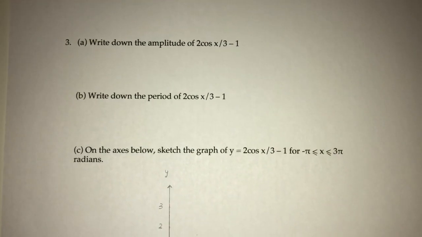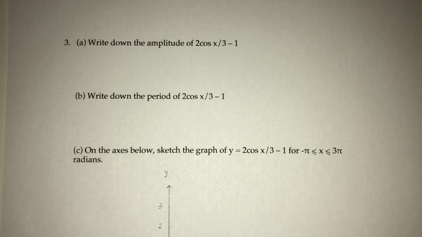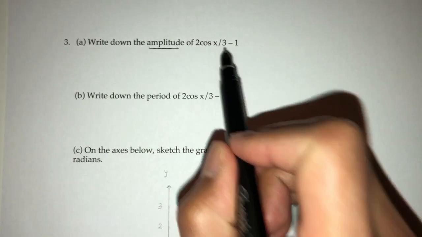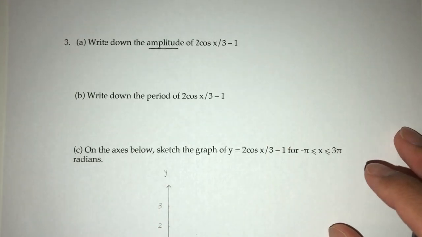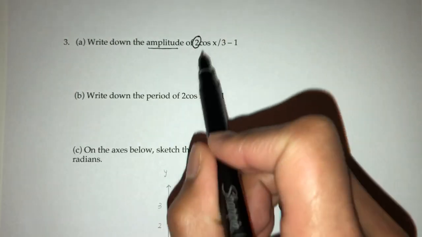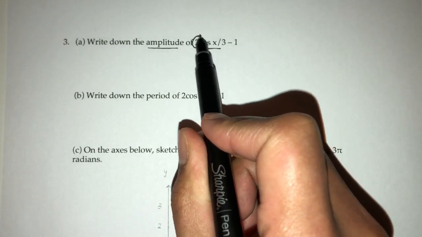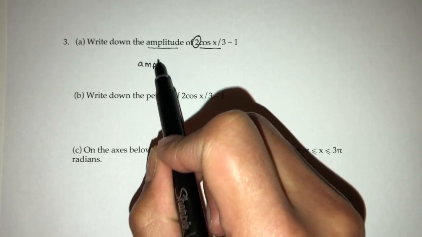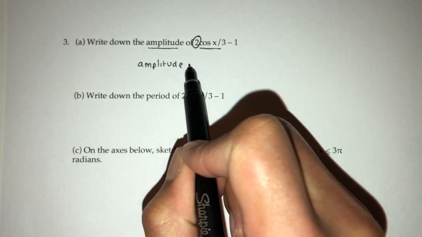Let's move on to question number 3. So here we have to write down the amplitude of this equation. So for amplitude, pretty easy. We just have to look at this value here. In front of your function, you have a value. Look at this value. That will be your amplitude. So amplitude will be 2.